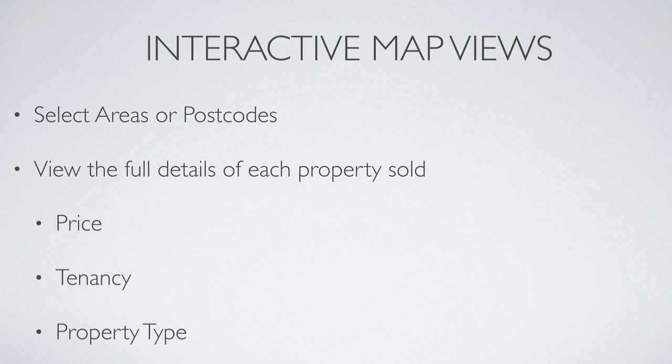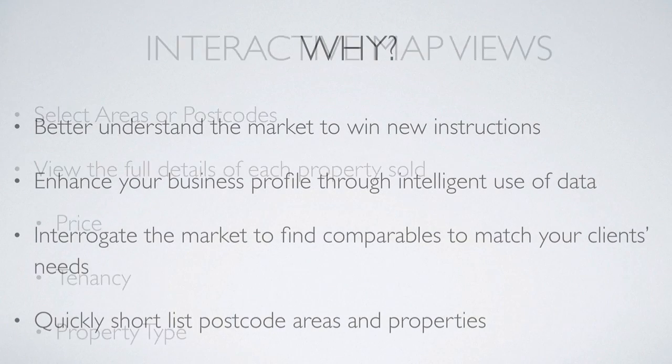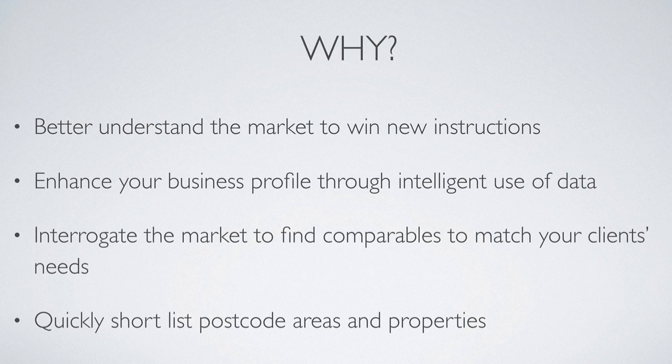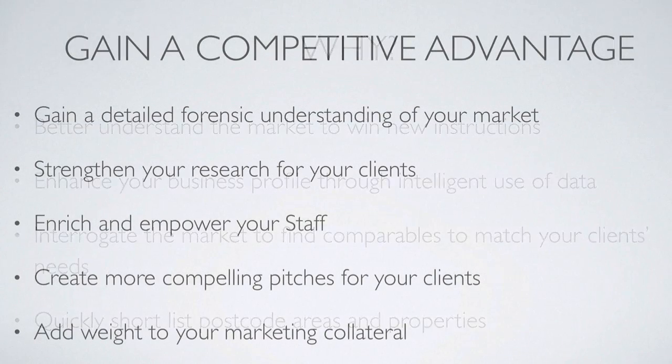So let's recap. In the interactive map views, you can select areas or postcodes. You can view the full details of each property sold, its price, its tenancy, and its property type. So why is the property directory so useful to you? Well, it's going to help you to better understand the market, and this will help you to win new instructions. It's going to enhance your business profile through the intelligent use of data. You're going to be able to interrogate the market to find comparables to match your clients' needs. And you're going to quickly shortlist postcode areas and properties to help with your clients' searches and requirements.